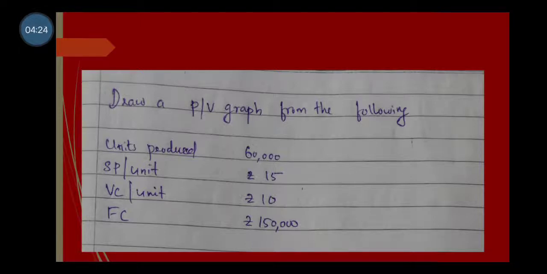We have a question given here. Draw a PV graph from the following. Units produced 60,000, selling price per unit rupees 15, variable cost per unit rupees 10, and fixed cost is rupees 1,50,000. From this information, you have to prepare a PV graph, profit volume graph. First of all, we have to calculate the maximum level of profit. Here the maximum number of units produced or sold by the concern is 60,000. So whenever the company is selling 60,000 units at the rate of rupees 15, what is the profit? That is the maximum level of profit.